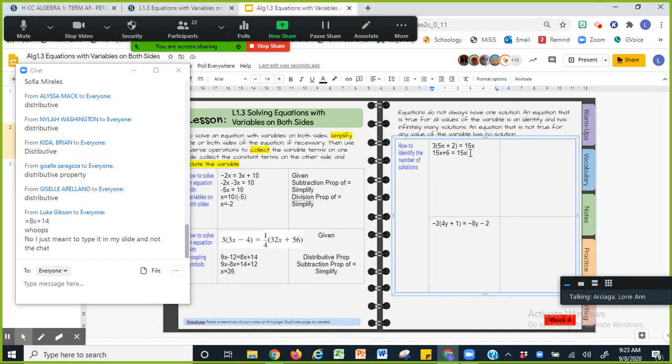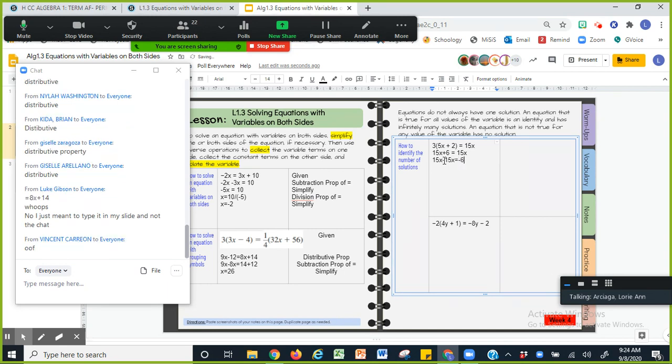So now you're going to collect the like terms together. We can subtract 15x from both sides, and then we can move the 6 over and change its sign to negative. But look what's going to happen. 15x minus 15x, that's 0x. And we don't write 0x because 0 times anything will just be 0, is equal to negative 6. Now, is this true or false?